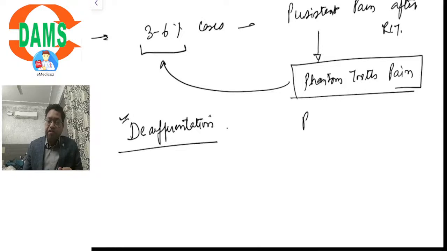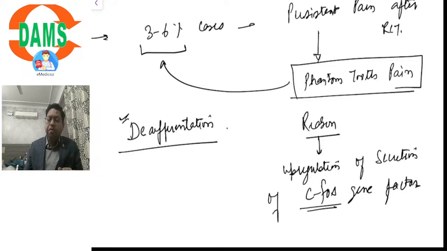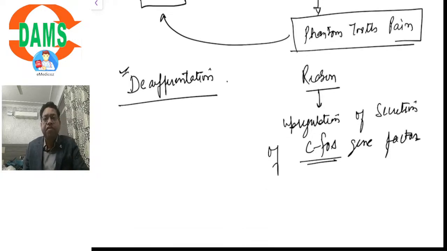There is a molecular reason for this. Especially in cases of chronic pulpitis, there is upregulation of secretion of C-FOS gene factor on the nerve fibers. In cases of chronic pulpitis, there is a molecular upregulation of these nerve fibers that gives rise to the phenomenon of phantom tooth pain.